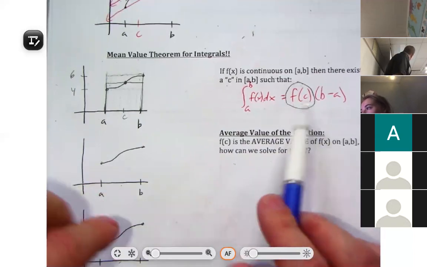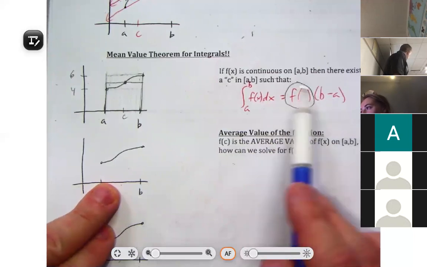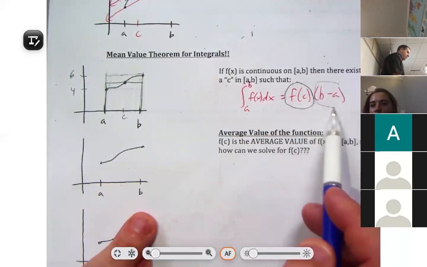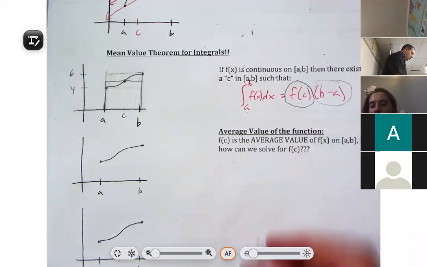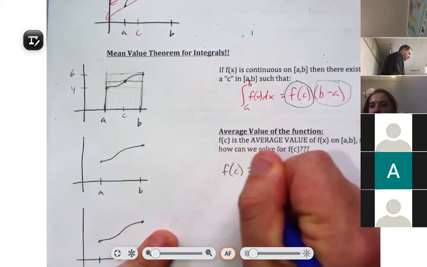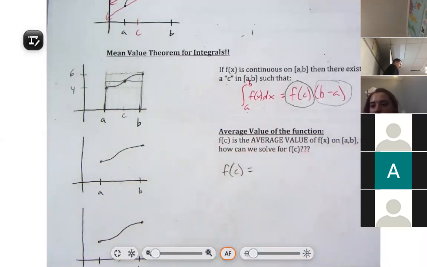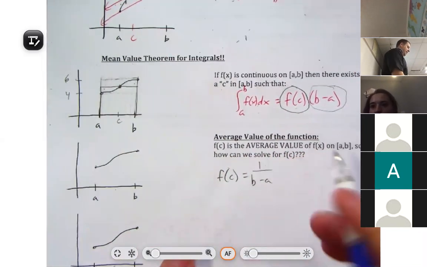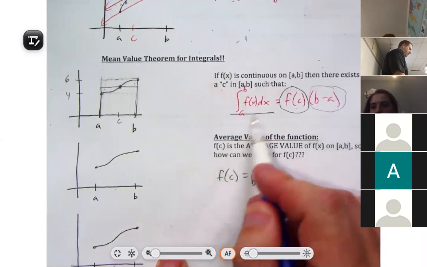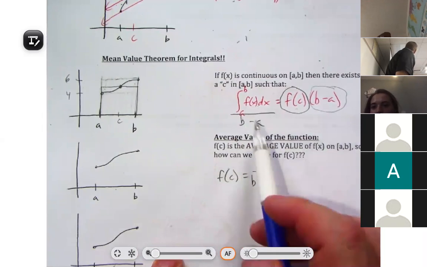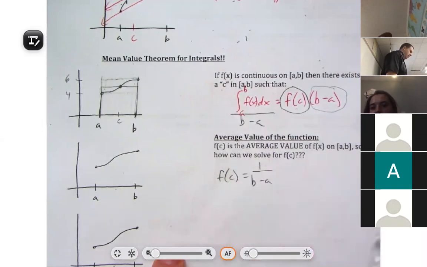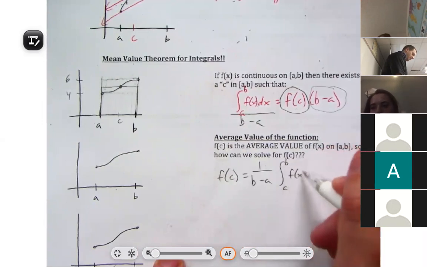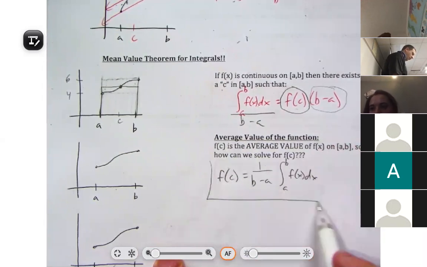So if I take this equation and I want to get f of c by itself, I'm going to divide both sides by b minus a. So the average value of a function, which is f of c, is equal to 1 over b minus a. That's me dividing both sides by b minus a. Instead of putting b minus a under the integral, which looks kind of messy, we just put 1 over b minus a out in front, times the integral from a to b of f of x. This is a super important formula.